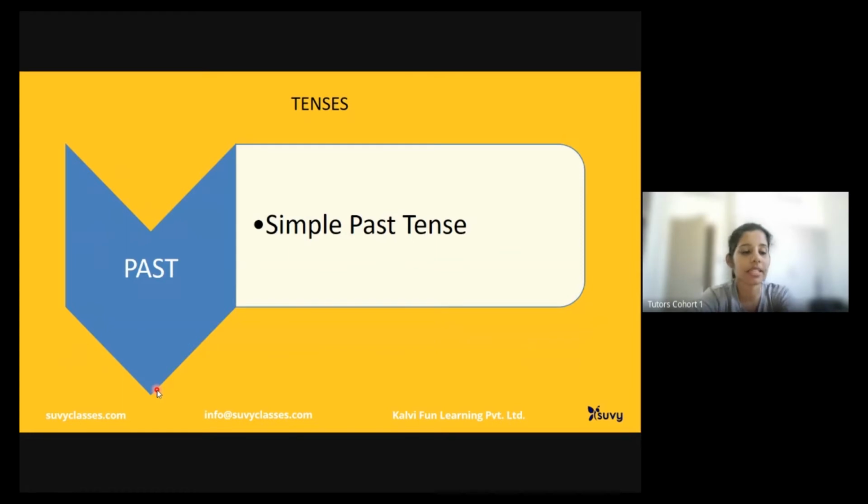Okay, so again, for the simple past tense, it again says that the action had happened in the past. That's it. We are not specifying if it started then and it finished just before, just near to the present, or anything as such. We are just saying that it happened in the past.